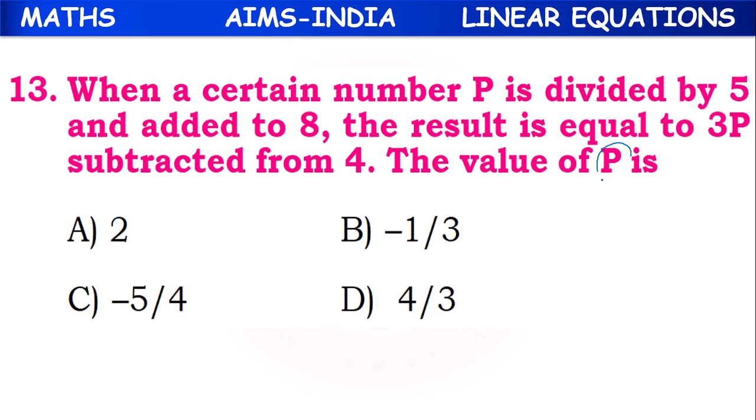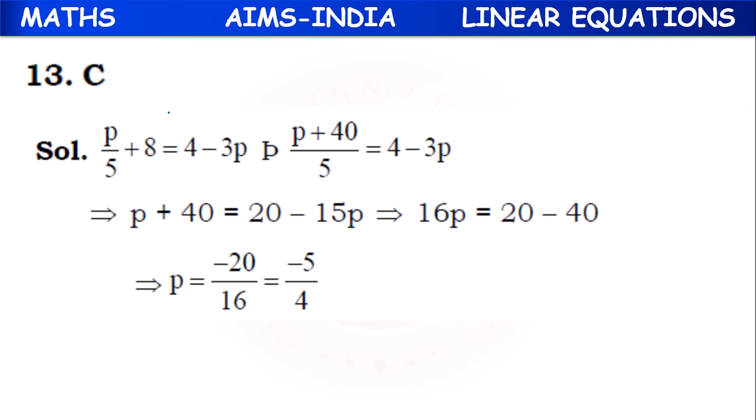So for finding p, they have given a statement. That statement we have to write in symbolic form. Then we can find the value of p. So certain number p divided by 5 added to 8, result is equal to 3p subtracted from 4. So this is the symbolic form of the given statement, children.